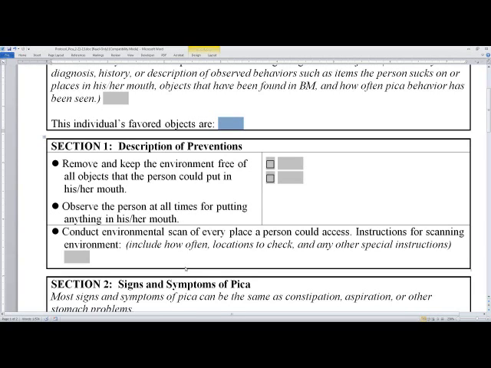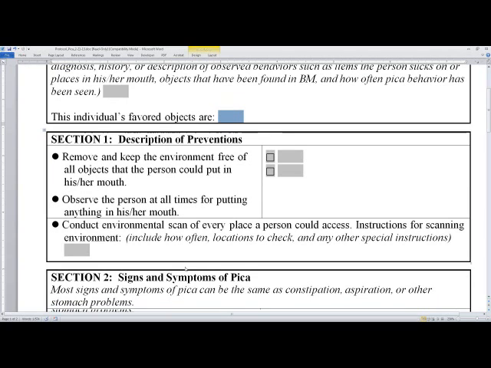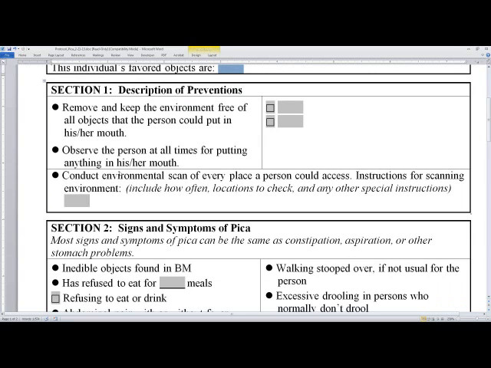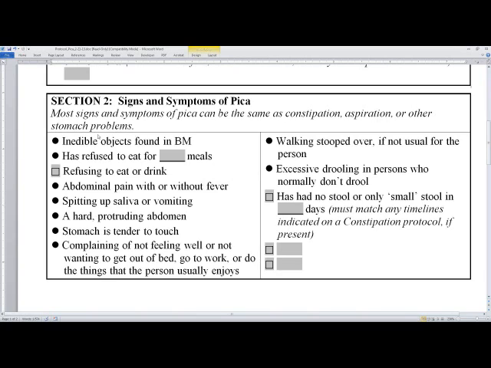Okay, so we talked about preventions. That's our first important step. Now let's talk about observable signs and symptoms of the problem. So this is one that, honestly, the committee, as I recall, had a little bit of a struggle with because we just wanted to point out that often those signs and symptoms of Pica can look the same as symptoms of constipation or even aspiration or various stomach problems.